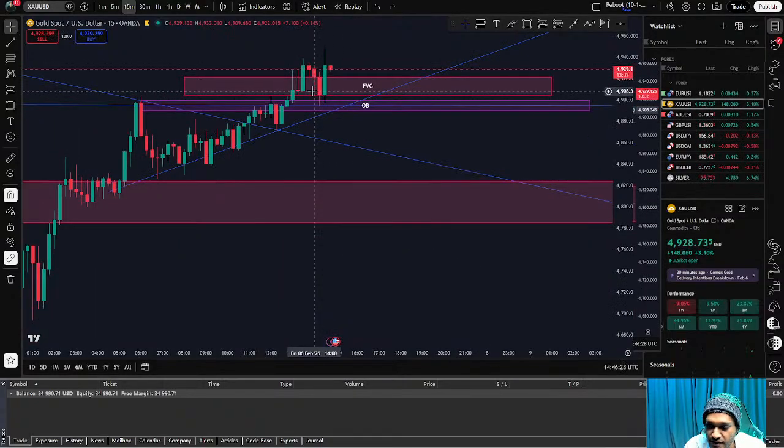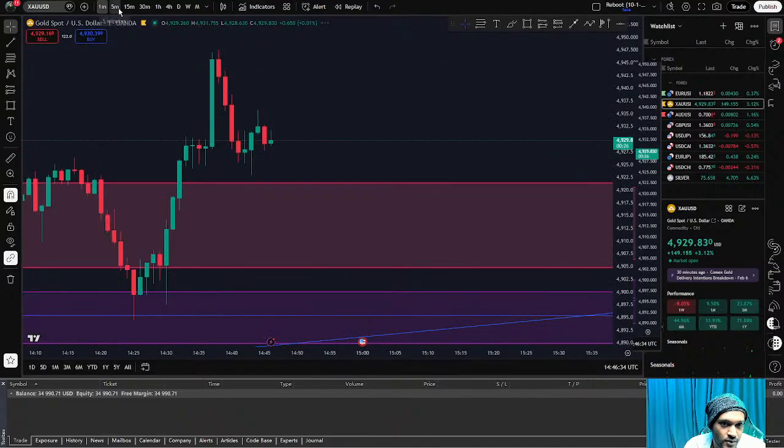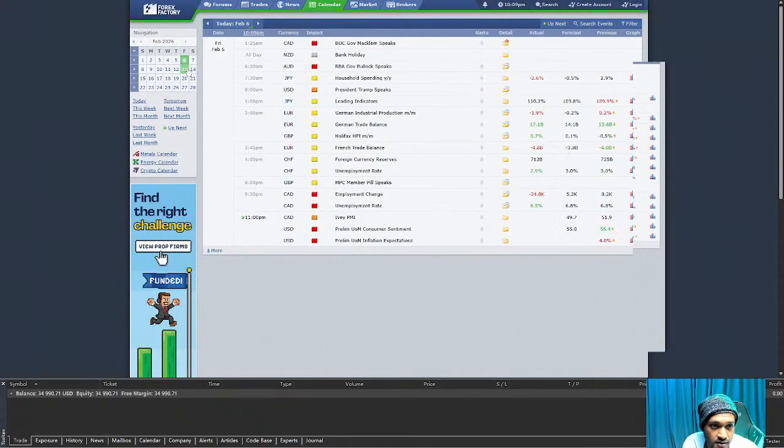Definitely until the news happens, because I have a feeling that it might make a pullback structure before the news happens in the next 14 minutes at 11. So we are looking at this.